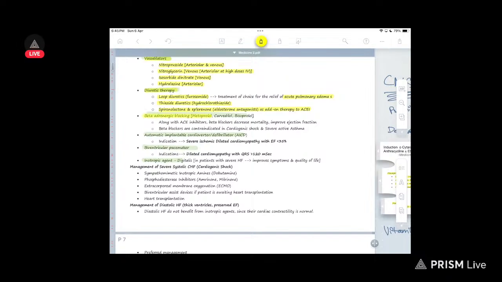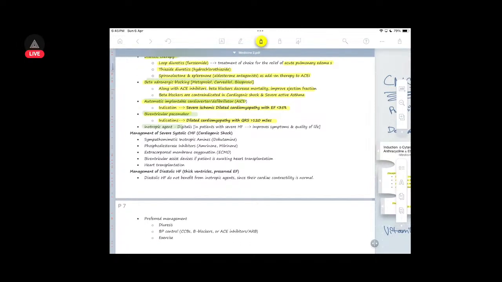Okay. Beta adrenergic blockers: metoprolol, carvedilol, bisoprolol, along with ACE inhibitors. Beta blockers decrease mortality and increase ejection fraction. They are contraindicated in cardiogenic shock and active asthma. Automatic implantable cardioverter defibrillator is indicated in severe ischemic dilated cardiomyopathy with ejection fraction less than 35%. Biventricular pacemaker is for cardiomyopathy with QRS more than 120 milliseconds. Pacemaker if required for pacemaker activity.